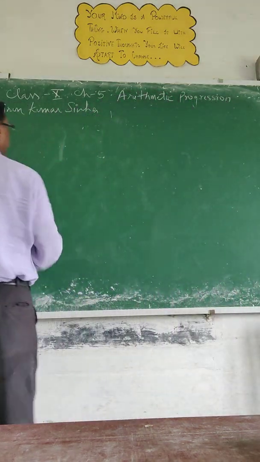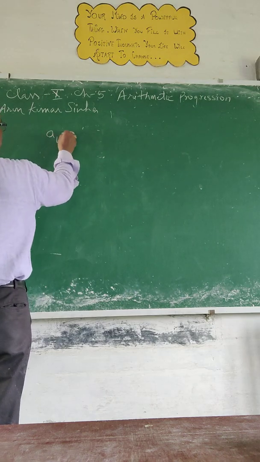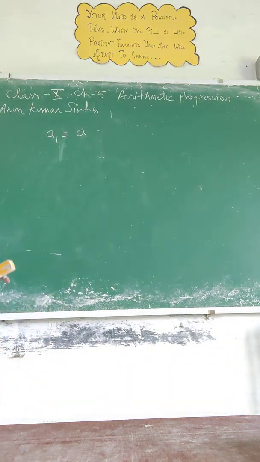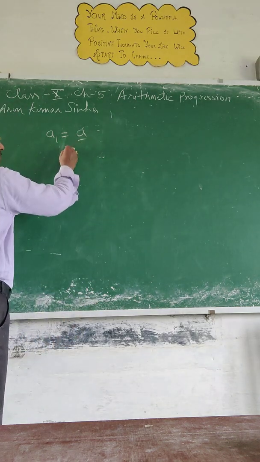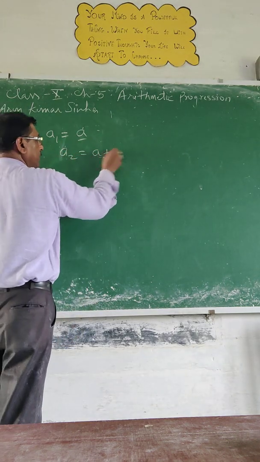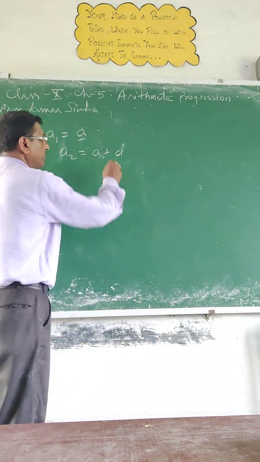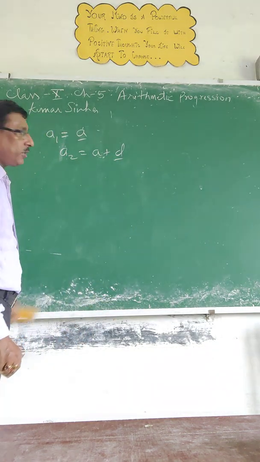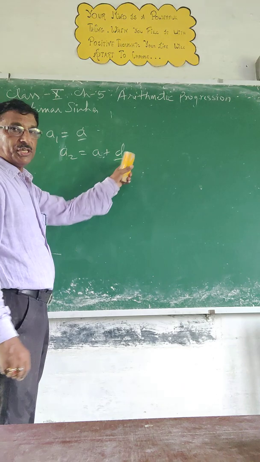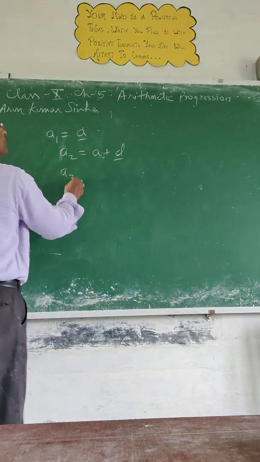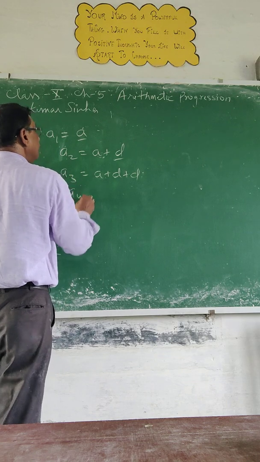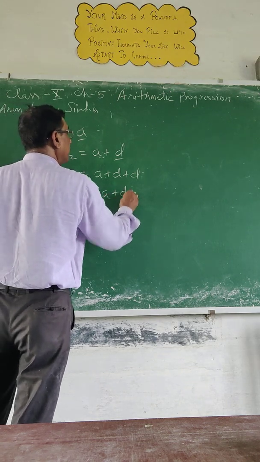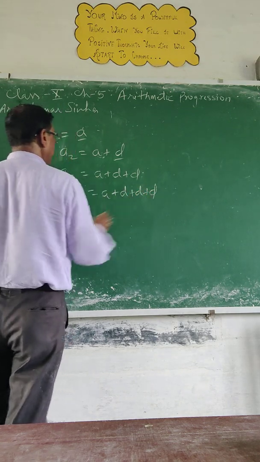See, how will you find the first term? Now see the proper definition. A1, that is the fixed term, A. A2, you add a particular term, which you call the common difference, D. Then A3 is A plus D plus D. A4 is A plus D plus D plus D, and so on.